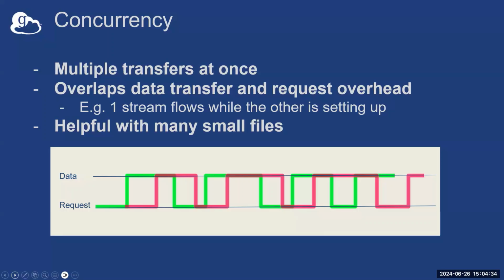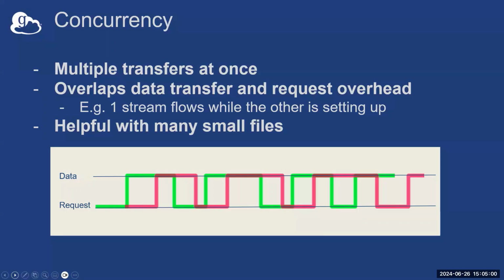And what that does is it allows for some overlap between the requesting phase of any given transfer and the payload phase of any given transfer. And that's what I'm trying to show here. So the low signal is when we're asking for a file to be transferred, and the high signal is when it's being transferred. And as you have more concurrency, you're going to get better overlap and better utilization of the actual data.